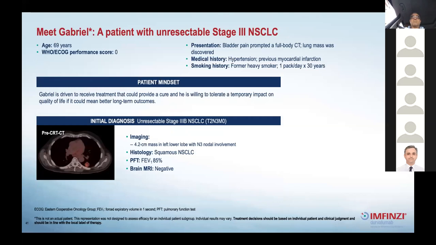It's another patient with unresectable stage 3 non-small cell lung cancer, age 69, presenting with bladder pain, which prompted a full body CT. So a lung mass was discovered. The medical history: hypertension, previous myocardial infarction. He was a former heavy smoker, one pack per day for 30 years.